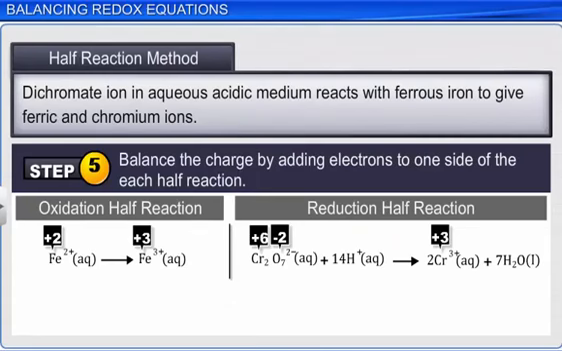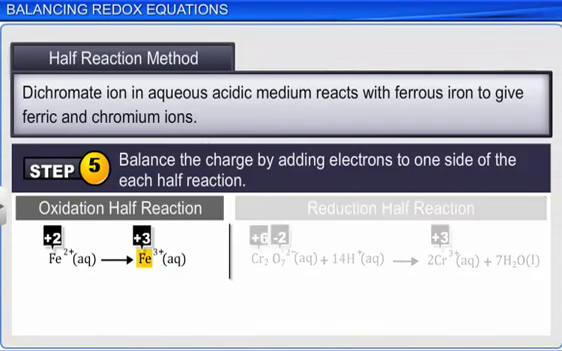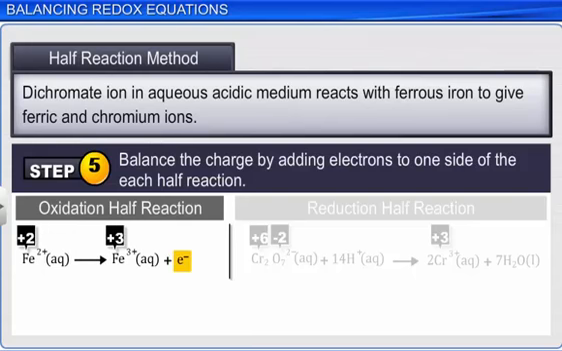In the 5th step, balance the charge by adding electrons to one side of each half reaction. If required, make the number of electrons equal in the 2 half reactions by multiplying one or both half reactions by appropriate coefficients. The charge of iron on the right-hand side is +3, while on the left-hand side it is +2. Therefore, to balance the charge, we will add 1 electron to the right-hand side.